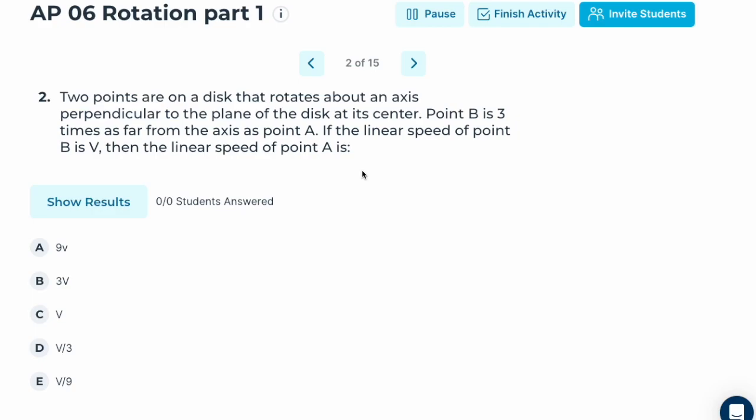Moving on, number 2. Two points are on a disk that rotates about an axis perpendicular to the plane of the disk at its center. Point B is 3 times as far from the axis as point A. If the linear speed of point B is v, then the linear speed of point A, the closer one in, is going to be 9 times that speed, 3 times that speed, the same speed, a third that speed, or a ninth that speed. Let's take a look.